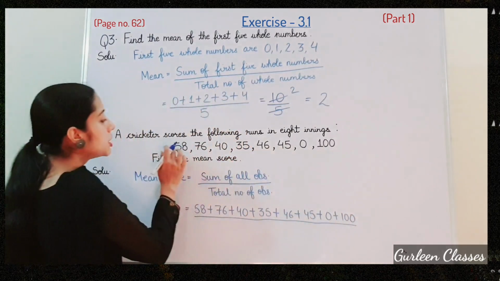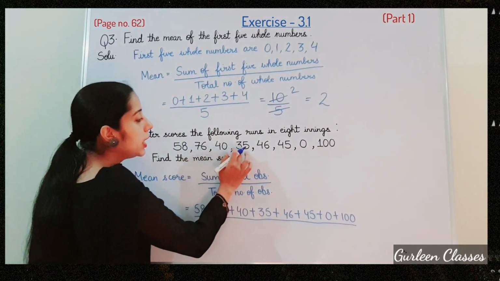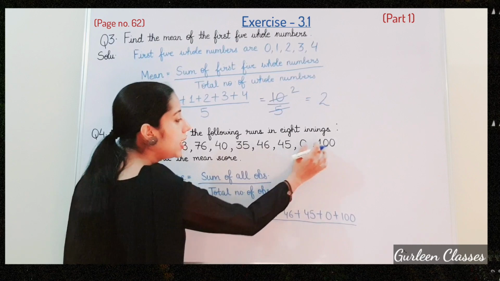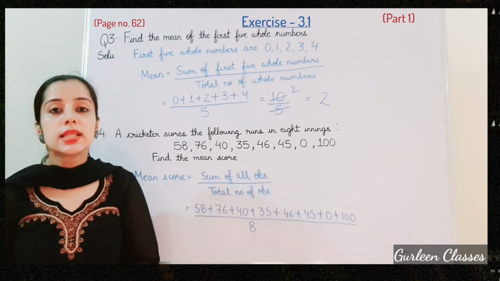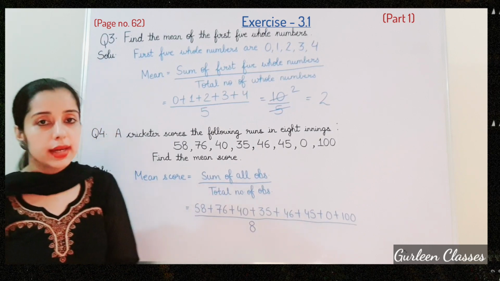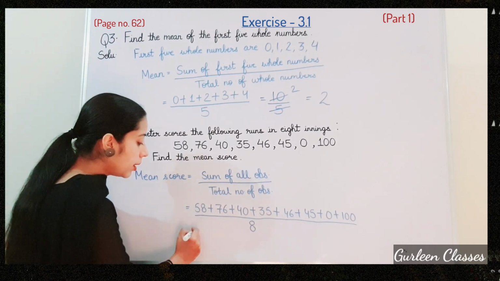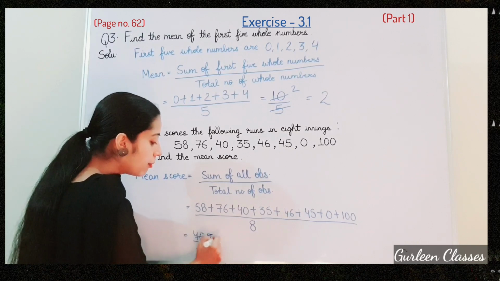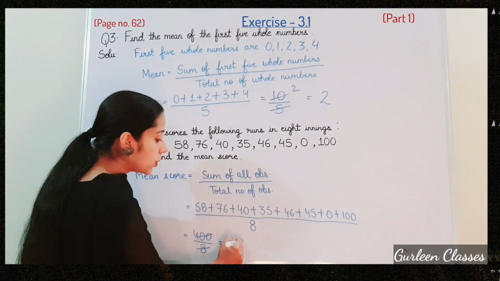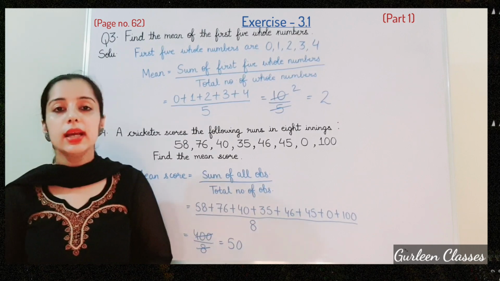So how many observations are there? 1, 2, 3, 4, 5, 6, 7, 8, upon 8. So if you add these numbers, sum is coming 400. So let us write here 400 upon 8. 8 5s are 40 and 0. So mean score is coming 50.